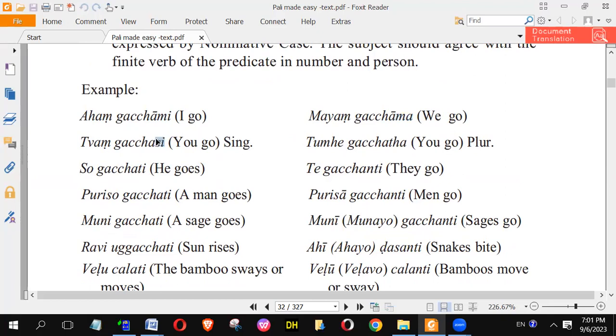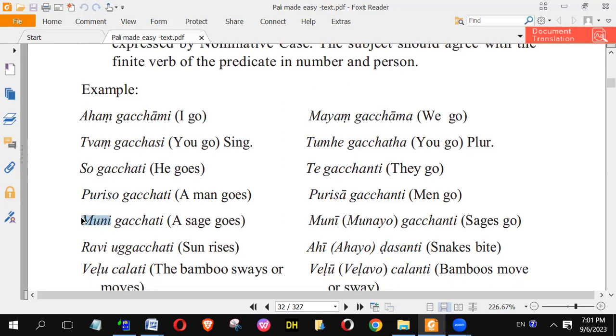Tuvam gacchasi is singular. Tumhe gacchatha is plural here. So gacchati, all right? And te gacchanti. This one we already learned in the previous lesson. But now from so gacchati, you change it to puriso. All right? So gacchati, change it to puriso gacchati.